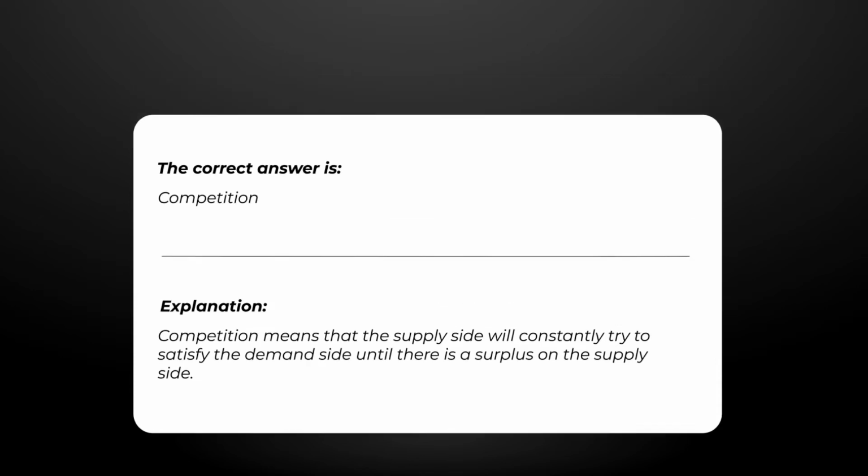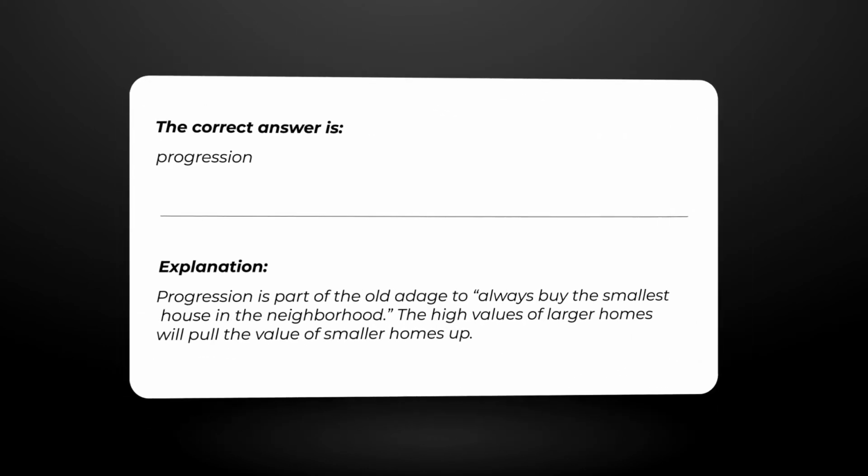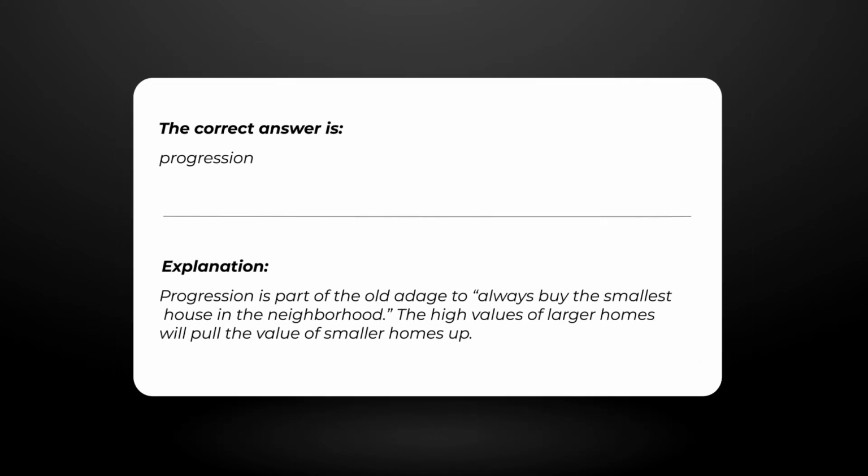The principle of blank states that the higher values of larger homes tend to have a positive effect on the lower values of smaller homes. The correct answer is progression. Explanation. Progression is part of the old adage to always buy the smallest house in the neighborhood. The high values of larger homes will pull the value of smaller homes up.